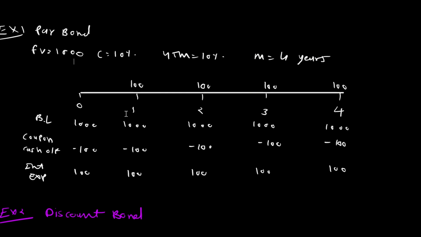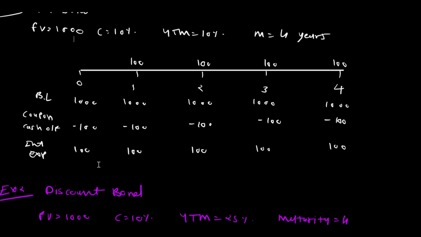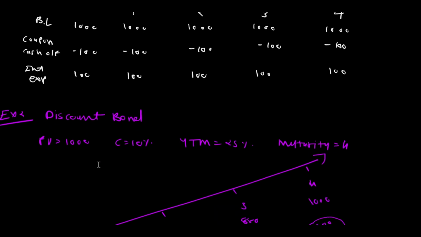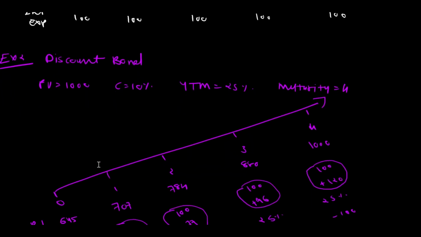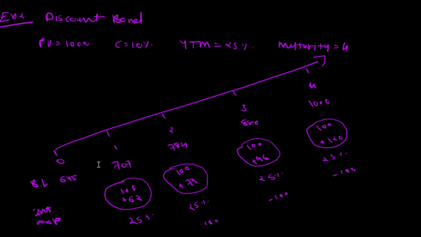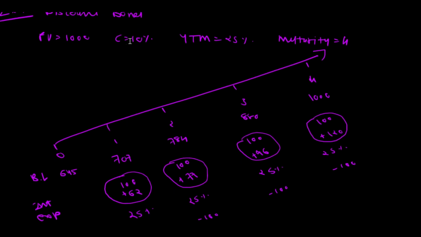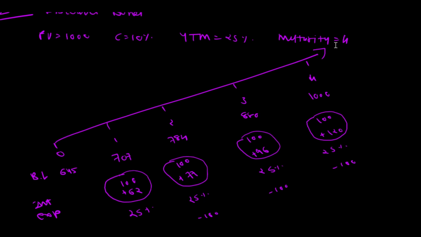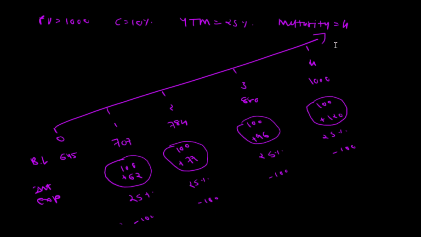Your coupon cash outflow will be minus 100 for every year, and interest expense also would be 100. Now let's check the discount bond. Face value 1,000, coupon 10%, YTM is 25%, maturity is 4.